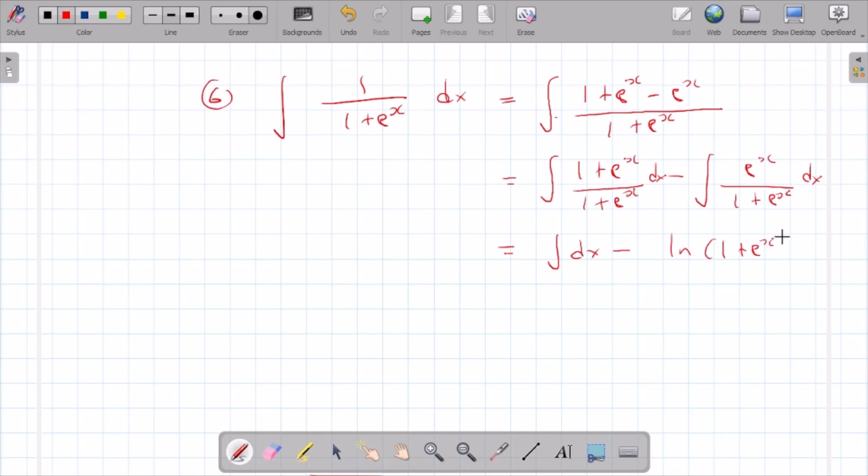Now I'm not going to put this in absolute values, because we know that for every value of x taken in the set of real numbers, e to the power x is always positive. Now 1 is positive, so adding 1 to something that is already positive will always give us something positive. So we don't have to put 1 plus e to the power x in absolute values. Now what is the integral of dx? Well, it's actually x, minus natural log of 1 plus e to the power of x, plus the constant of integration.